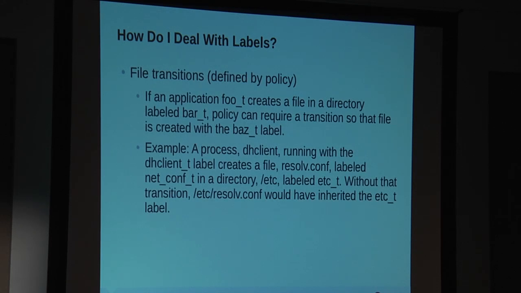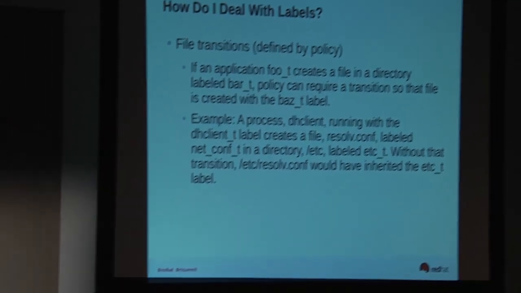So, I do want to talk about what we call file transitions. If an application of type foo_t creates a file in a directory that's labeled bar_t, policy can be defined that says, when I hit this rule and that rule, I'm actually going to create a label with the context baz_t. So you have to administratively define that, and generally at the level of being a beginner with SELinux, you're not going to do that.